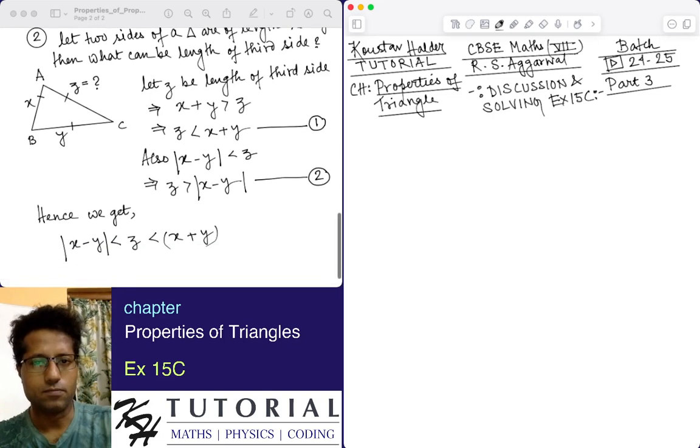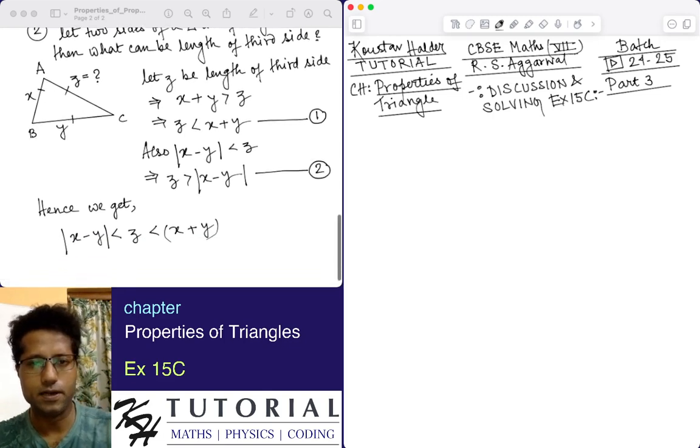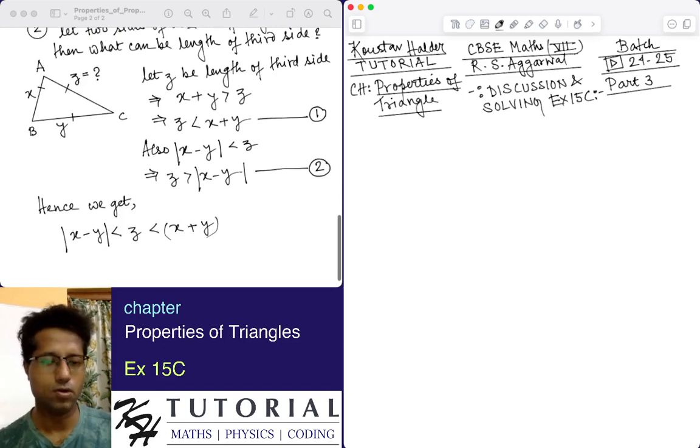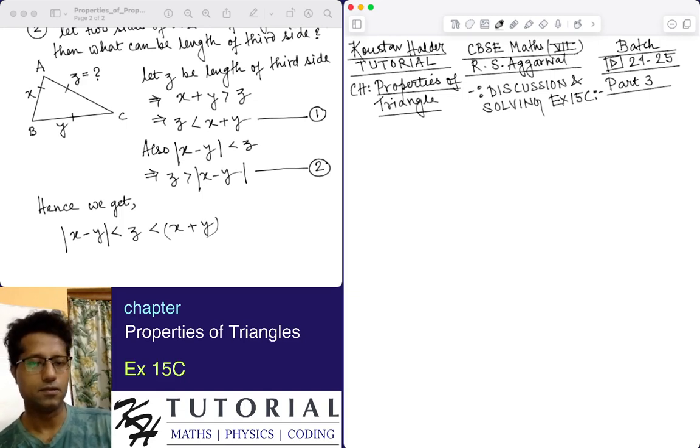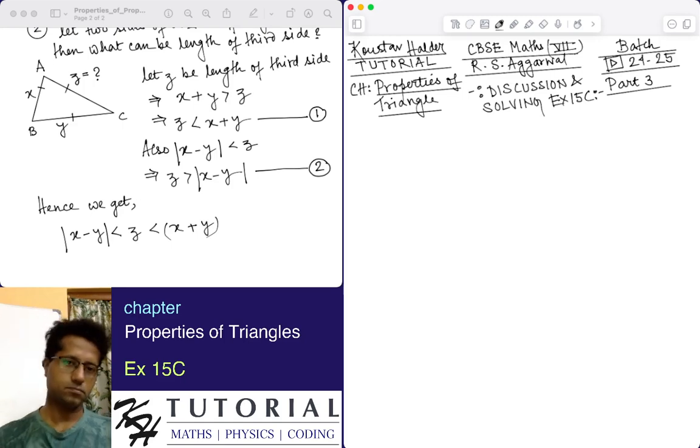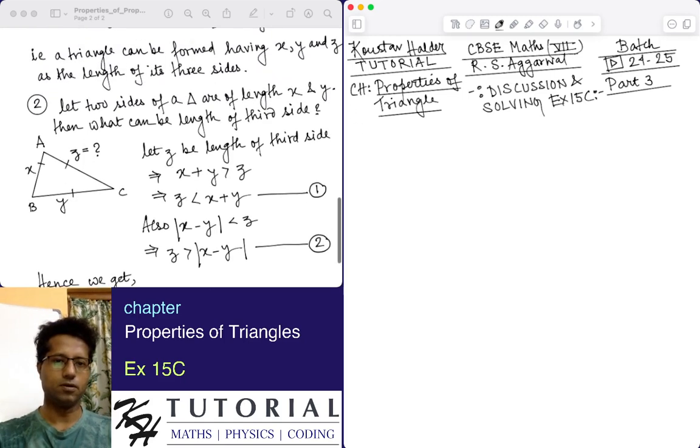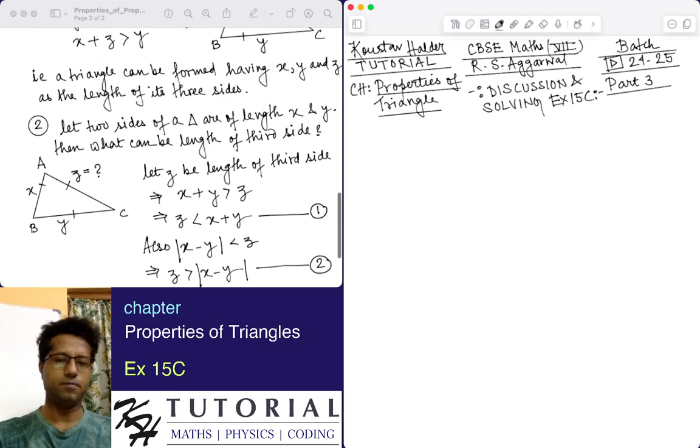So now from these two inequalities, 1 and 2, we get that z must be greater than modulus of x minus y, that is the difference of the lengths of the two given sides, and z will be less than the sum of the lengths of the two given sides. This is another important result that we can obtain.